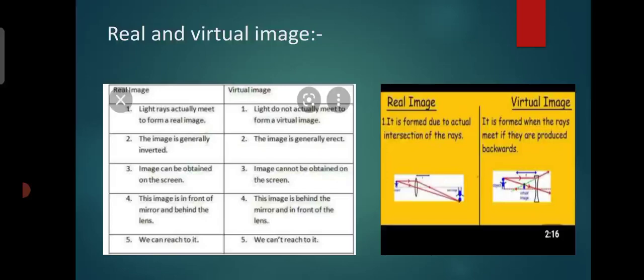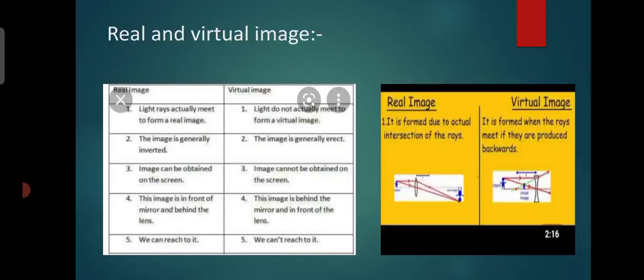Light rays actually meet to form a real image. A real image is inverted and can be obtained on the screen. This image is formed in front of the mirror and behind the lens, and we can reach it. But for a virtual image, the light rays do not actually meet to form the image. The image is erect. The image cannot be obtained on the screen.